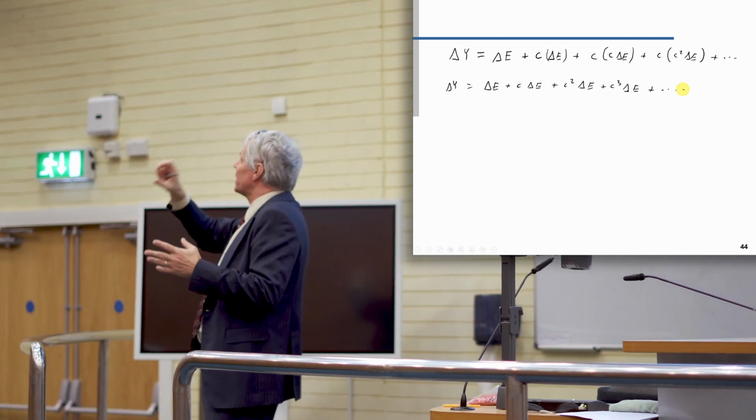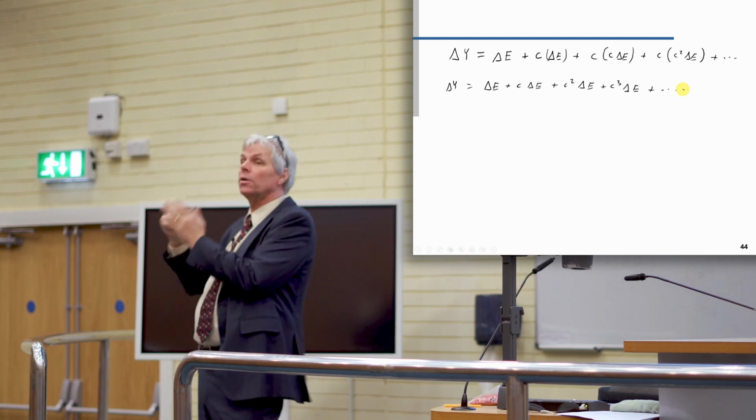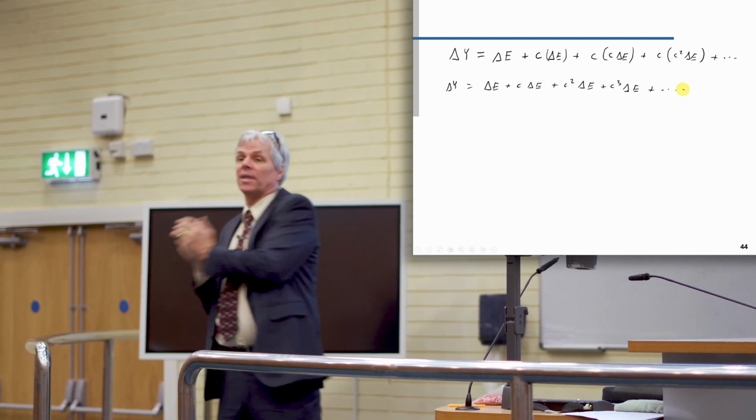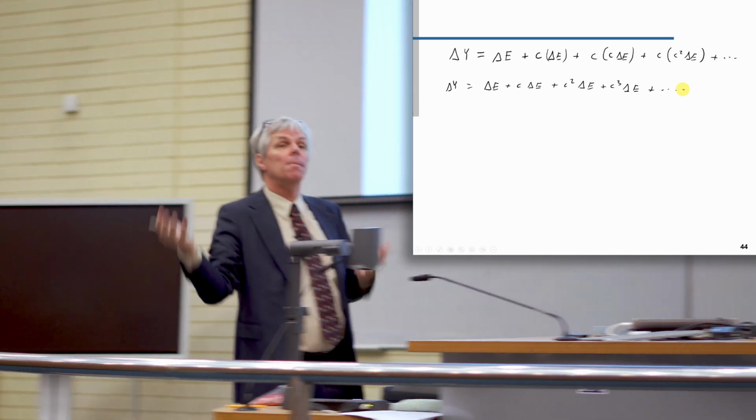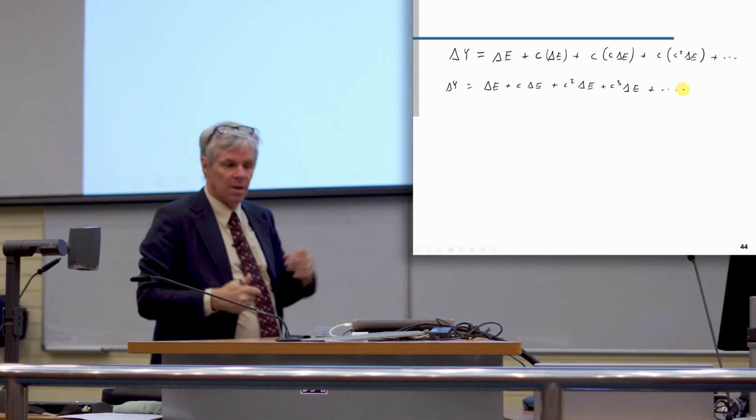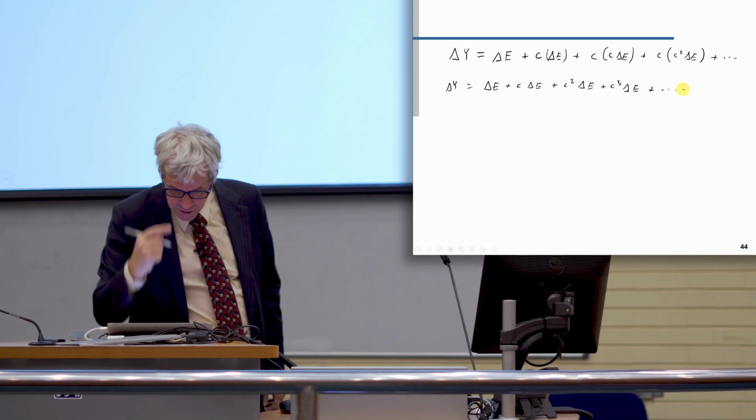So in order for this thing to die out and for these things to get smaller and smaller, marginal propensity to consume has to be less than 1. Empirically, not a problem, but mathematically, that's why we did it. All right. So how do we solve this?